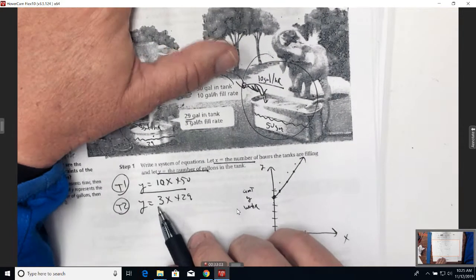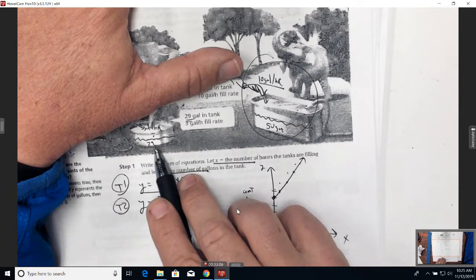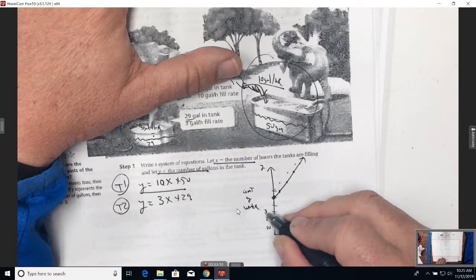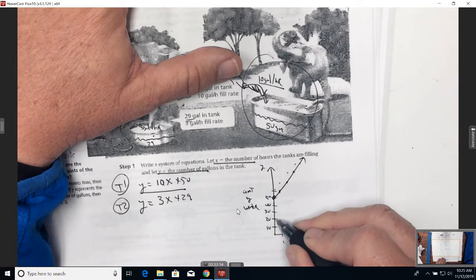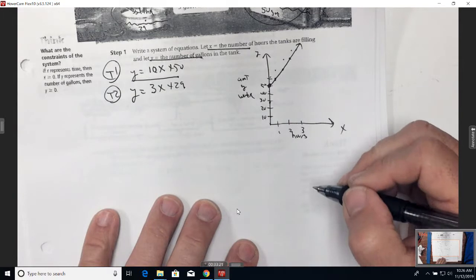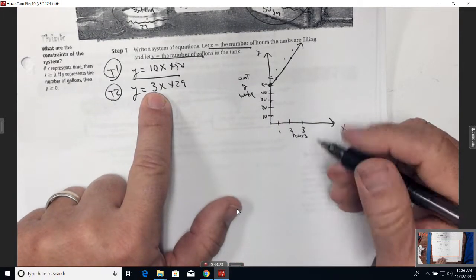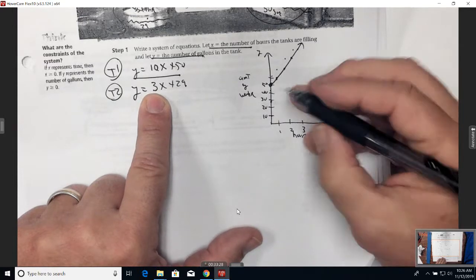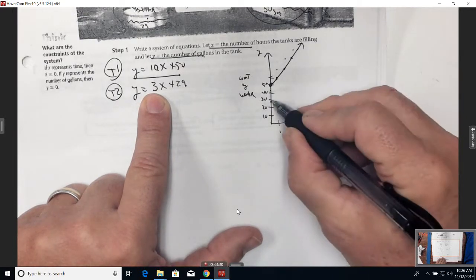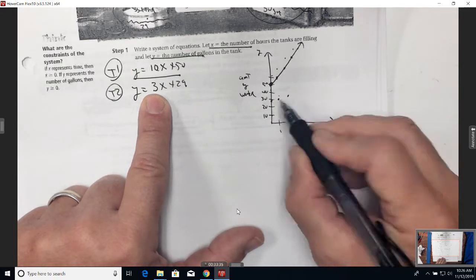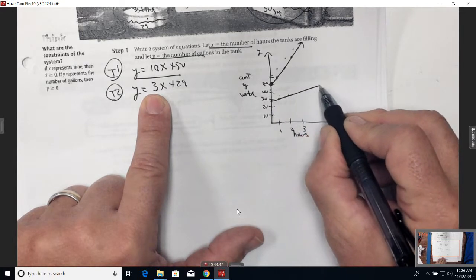All right, here's my other one. How many gallons of water was in this tank to start with? 29. So that's 10, 20, 30, 40, 50. So it starts off at 29, which is about right in here somewhere. See that okay? So that's about right there. And then it's been filled up a rate of 3 gallons per what? Hour. So it's not going up as fast. So 3 gallons per 1 hour would be about right here. So it's been filled up slower.